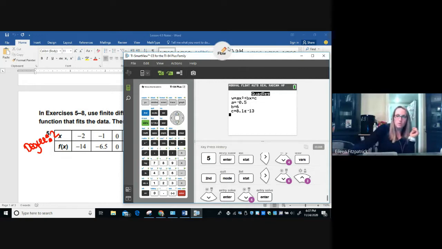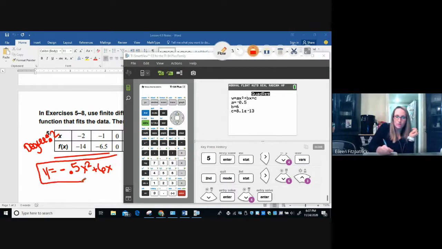So your function is going to be y equals negative 0.5, and if you want to write it as a fraction, you can, x squared plus 6x. And you don't have to include the c value because it's so small, we're just going to say it's 0. So that's number 5.